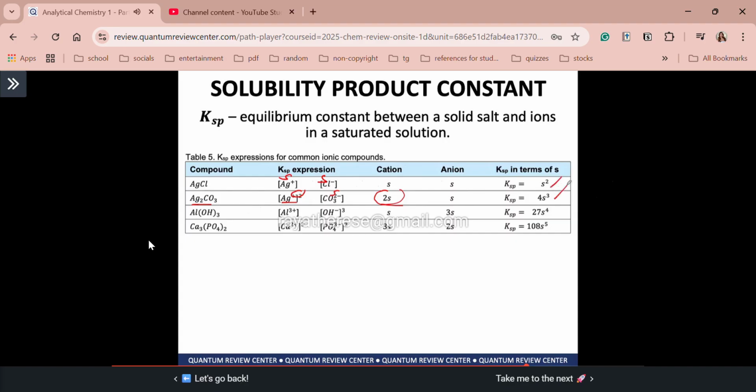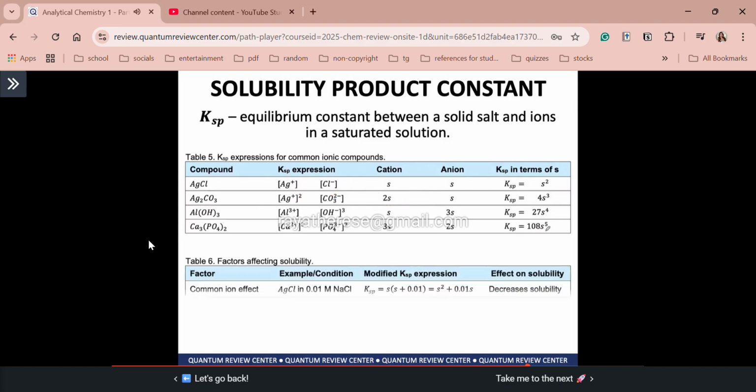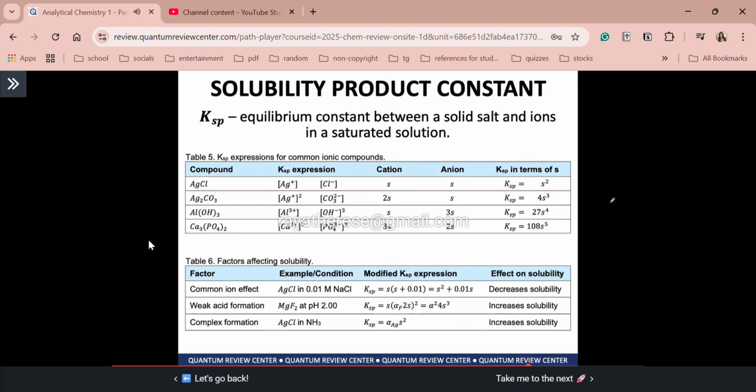Sa board exam, ito yung lumalabas. S squared, 4S cubed. Huwag nyo ipag-pray ito guys. Pero in case may ganito kahirap, dapat alam nyo kung paano pa resolve. Here in the last part of our lesson, we will discuss the following. Factors affecting solubility. So one by one, we will discuss the following factors: common ion effect, weak acid formation, and complex formation. So ito class, the modified KSP expression, I will not yet derive this.